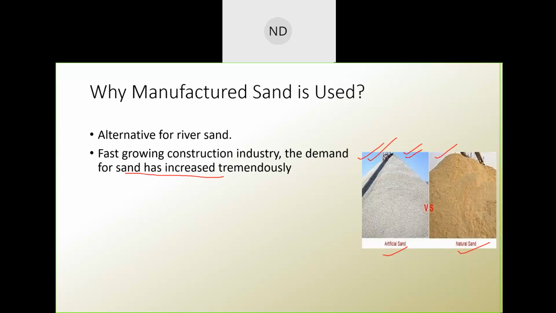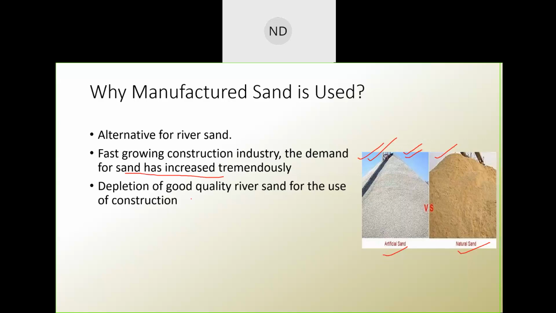Another reason why we use M sand is the depletion of good quality river sand for construction. Nowadays, due to pollution and the increasing population, unwanted things may be going on.